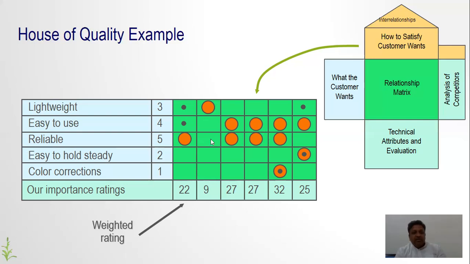27 for easy to use, reliable. And 32 for color correction by adding that. Easy to hold steady, 25. Those are the relationships.